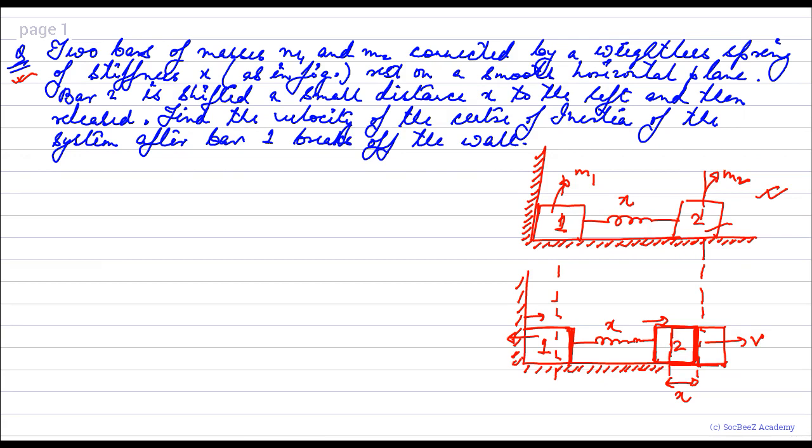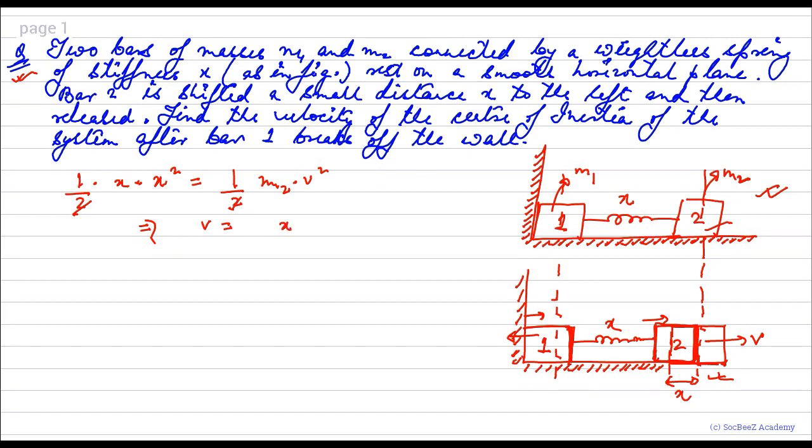the rightward direction. Fine, so since the energy is conserved, I'll write half into x square, which is the initial potential energy which was stored in the spring because of the compression in the spring, must be equal to the final kinetic energy of m2 when the stretching is just about to begin, half m2 v square. Fine. So this gives me a value of v as x upon m2, to the power half, times x. Okay. Fine.